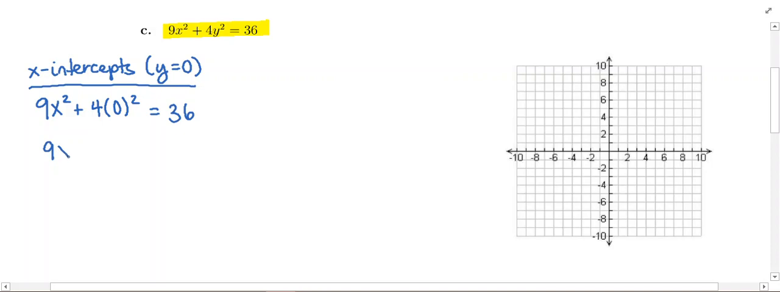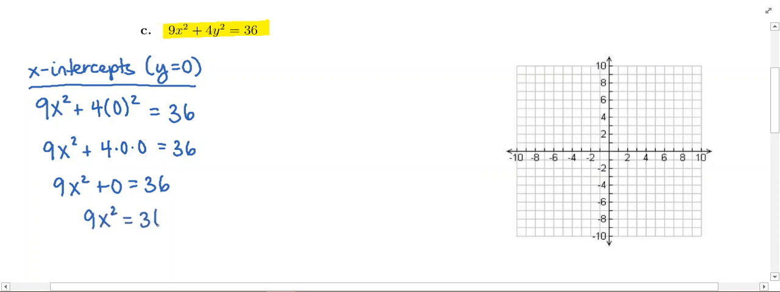This is going to be 9x squared plus 4 times 0 squared. When you look at this term right here, only the 0 is being squared. So this is really 4 times 0 times 0. So this is going to tell us that 9x squared plus 0 is 36. So this all simplifies to be 9x squared is equal to 36.